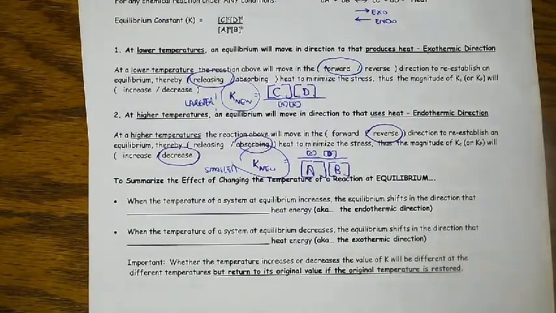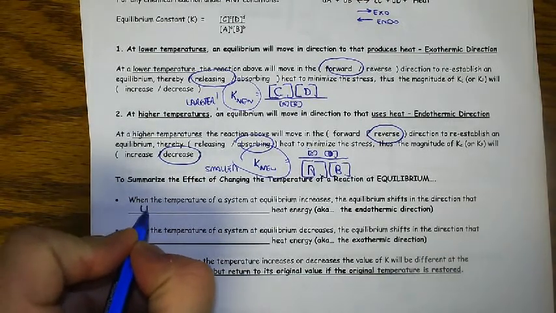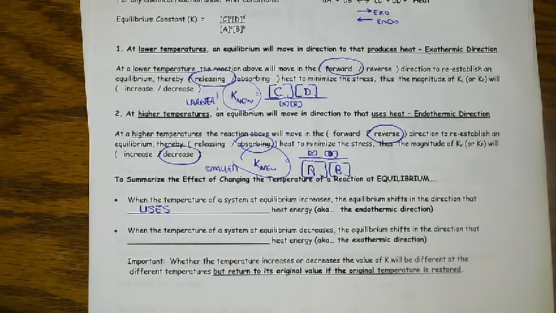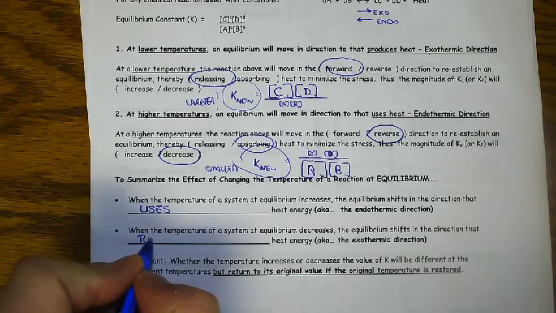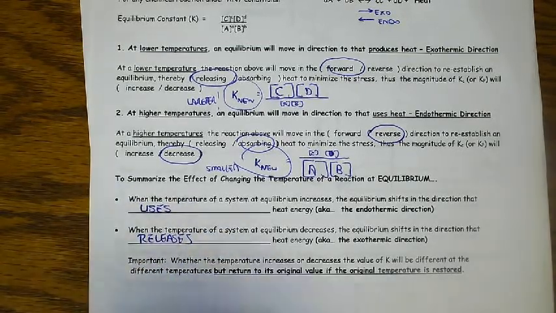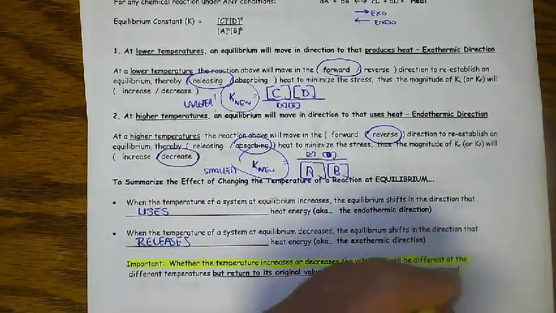So, to summarize, when the temperature of a system at equilibrium increases, the equilibrium shifts in the direction that uses heat as a reactant. And when the temperature of a system decreases, the equilibrium will shift in the exothermic direction, or the direction that releases heat.